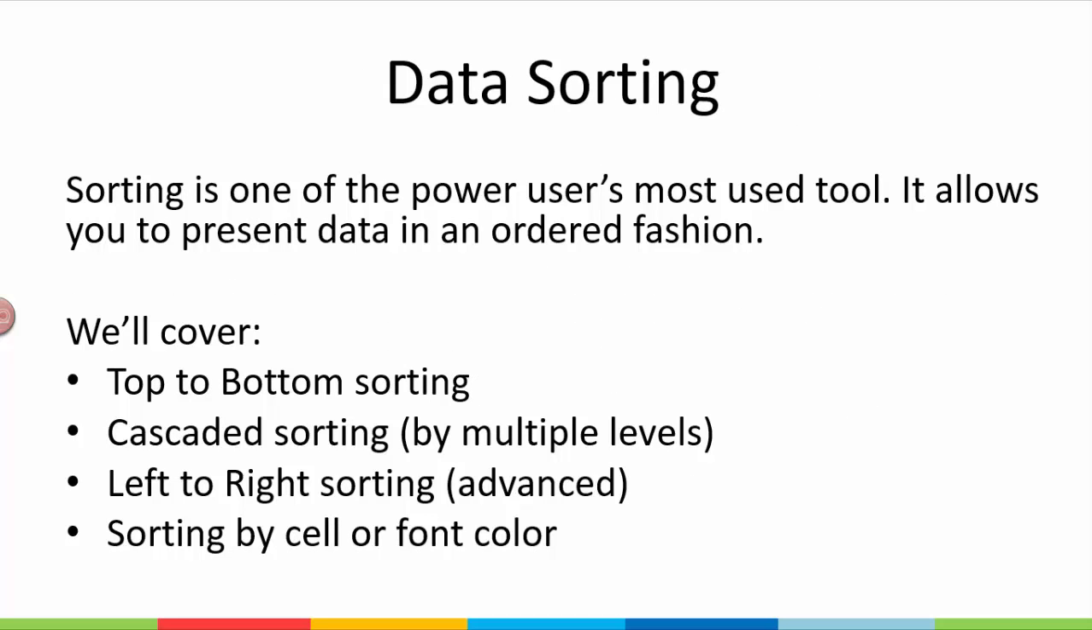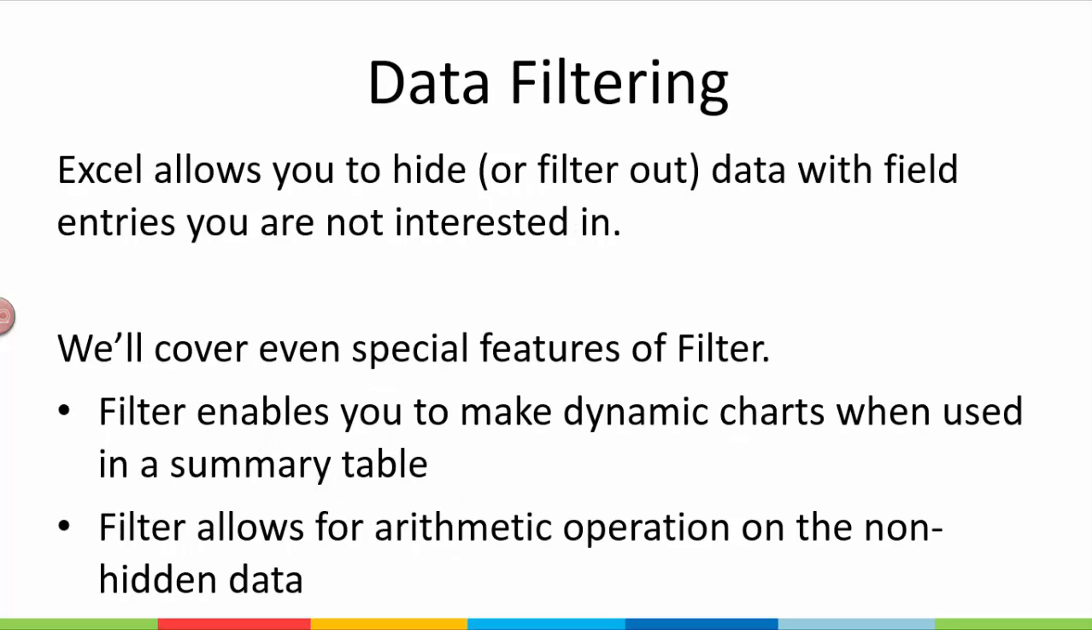Then data sorting. Sorting is one of the power users' most used tools. It's simple, but it also has the advanced part. So there's the regular top to bottom sorting most of us are familiar with. There's a cascaded sorting, sorting by multiple levels. Then left to right sorting, which a lot of people have not used, and then sorting by cell and font color. And there's data filtering. Excel allows you to hide or filter out data with field entries you are not interested in. And so we'll be covering this and the special features in filtering.